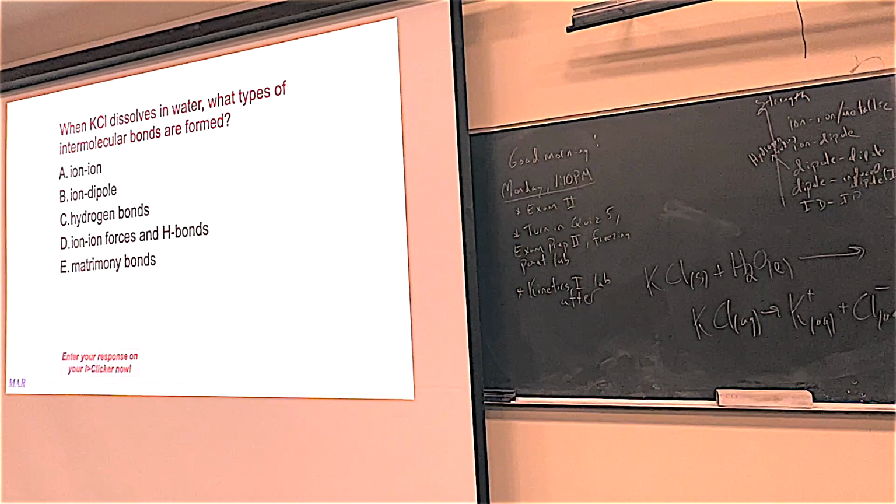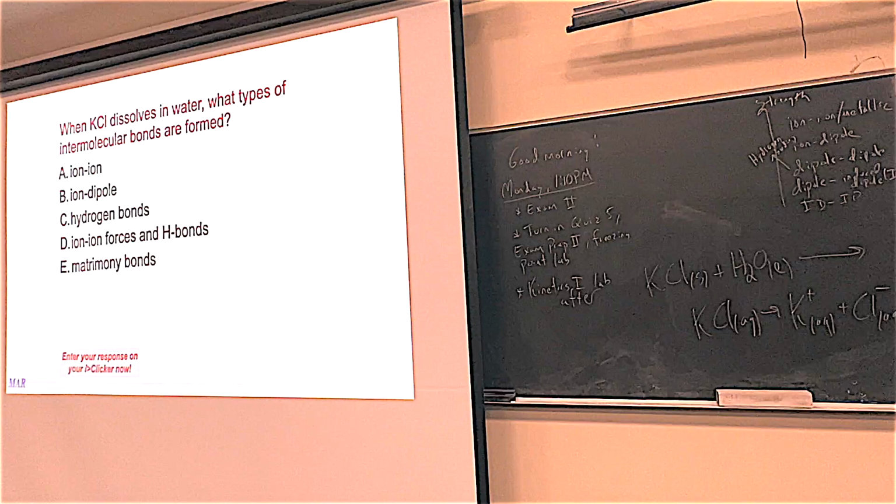Okay, so potassium chloride: potassium, a metal, and chlorine, a non-metal, so that's going to be ionic. KCl is actually pretty strong, ion-ion. And water is not only dipole-dipole polar, but hydrogen bonded, also pretty strong. But we don't really care about the ion-ion and hydrogen bonds here. We want to know what happens when the KCl dissolves in water.